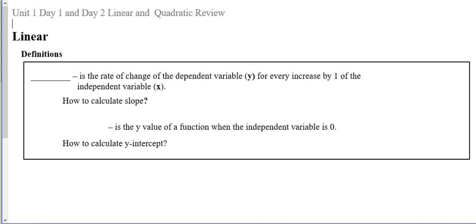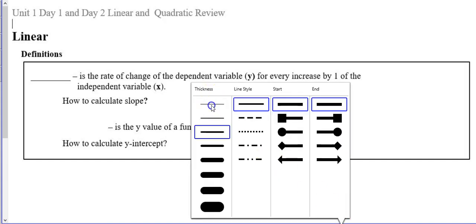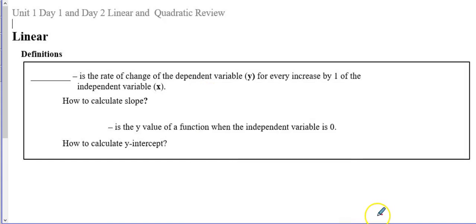So let's get started. Again, this is a review of linear functions and quadratic functions, which you had in Math 1 and Math 2. Hopefully there won't be anything very new to you here. Let's start at the top of page 1 in your notes. You should see this at the top of page 1.